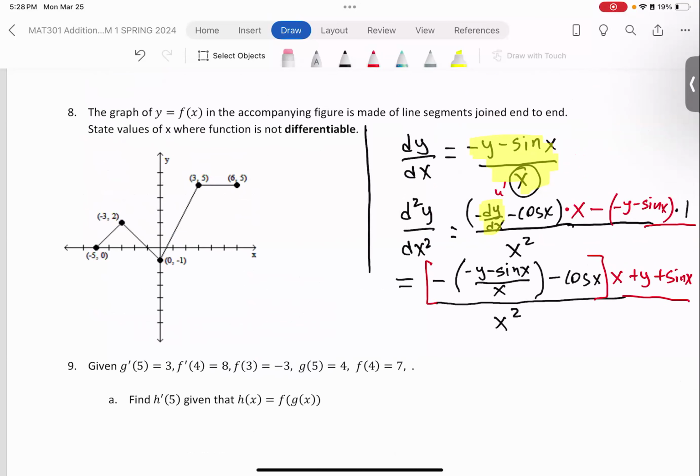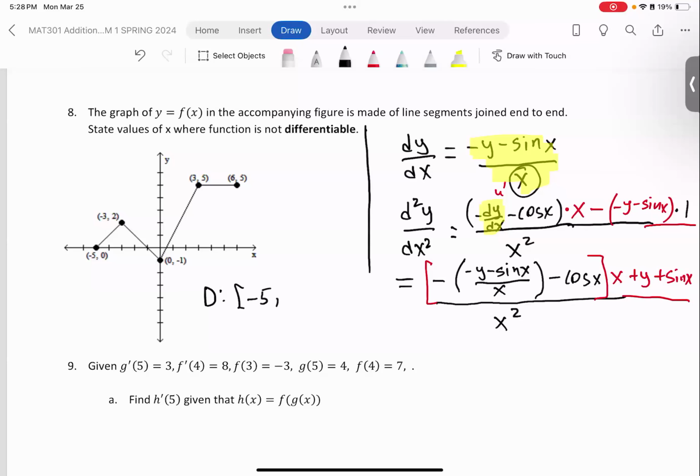For the past couple of weeks, I've been bothering you about this idea of continuous versus differentiable. The best way to understand this is by looking at pictures. Look at this graph that you see in number 8. What is the domain of this graph? Let's do some pre-calculus. What's the domain of this graph?